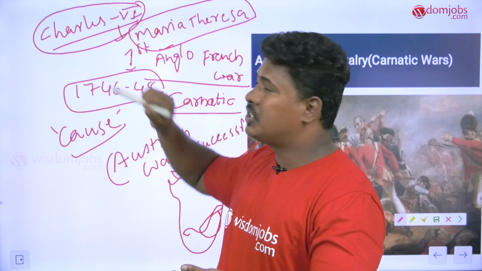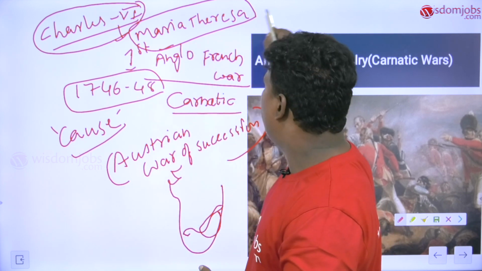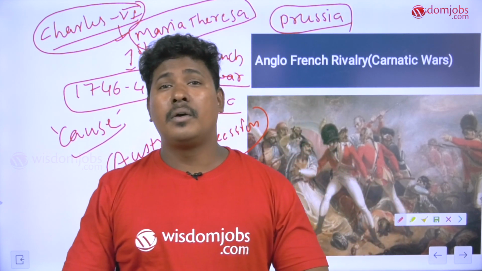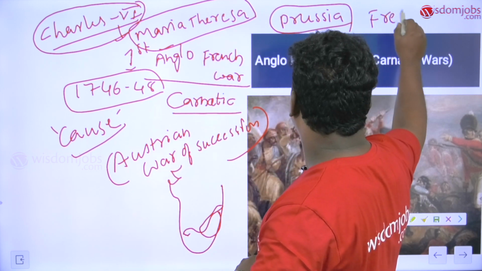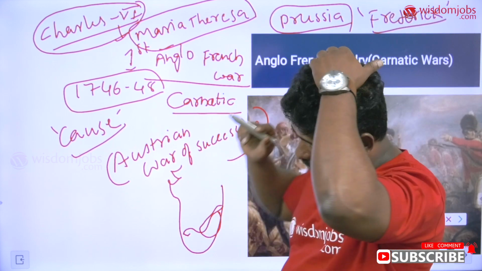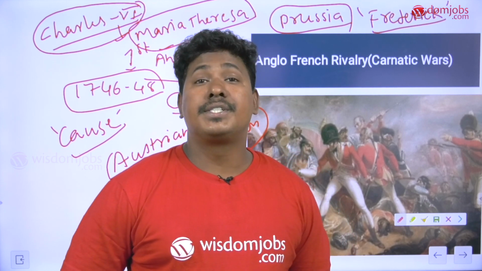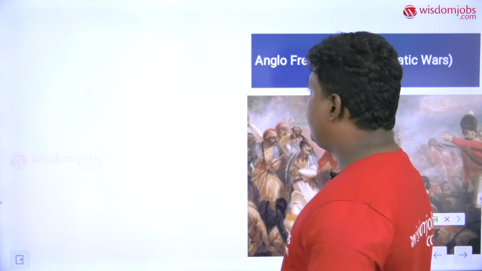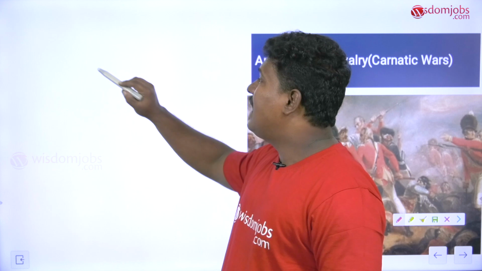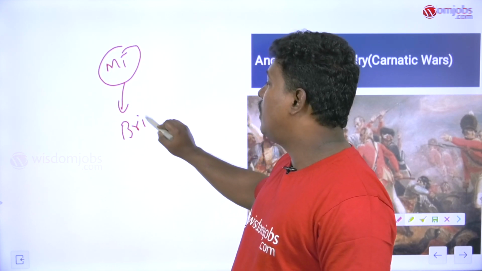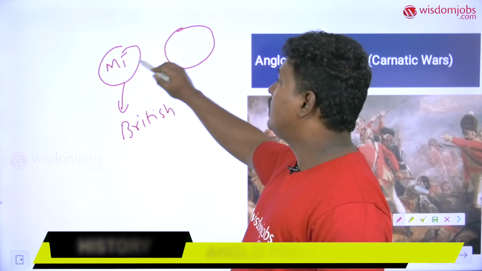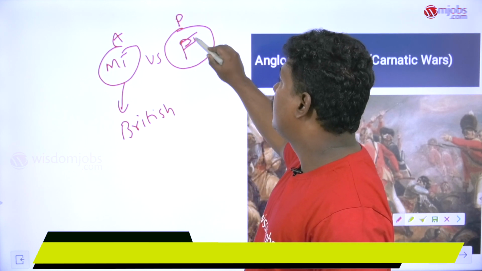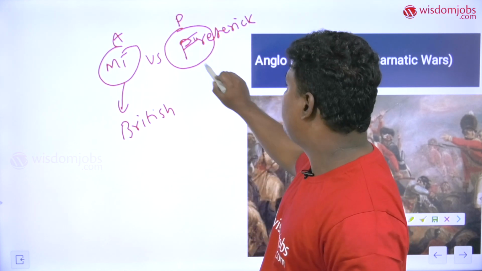At the same time, when Charles VI died, the European nation Prussia started to invade the Habsburg Empire, and the Prussian ruler was Frederick the Great. He started invading Austria, conquered Silesia, and later started fighting with Maria Theresa. Here we must remember that Maria Theresa was supported by the British, while her rival Prussia, headed by Frederick II, was assisted by the French.